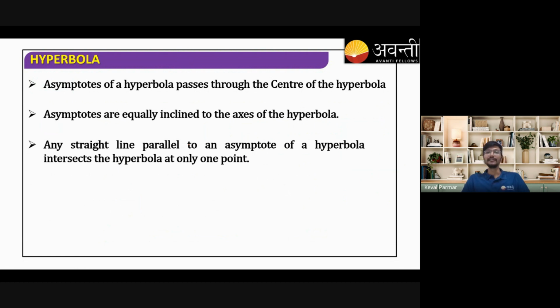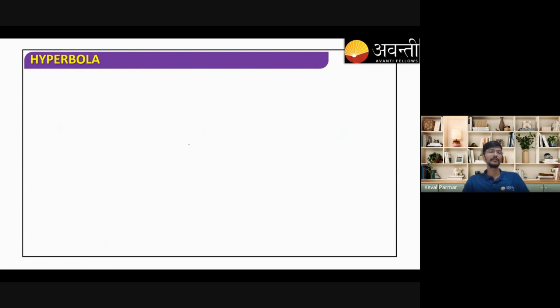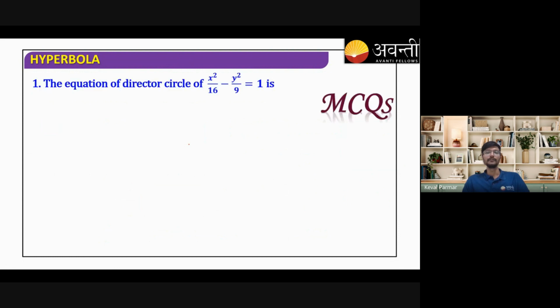Let's see the next one. Any straight line parallel to an asymptote of hyperbola intersects the hyperbola at only one point. That means it will be a tangent. Let's see what we have next. We have the MCQs.